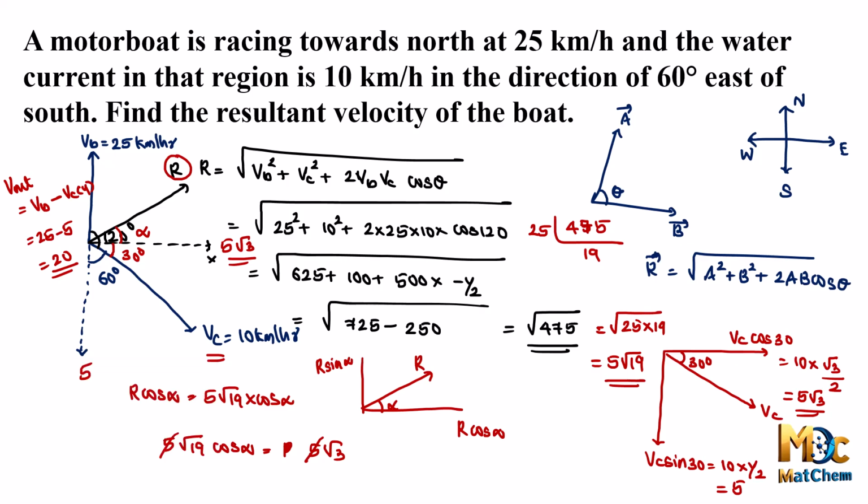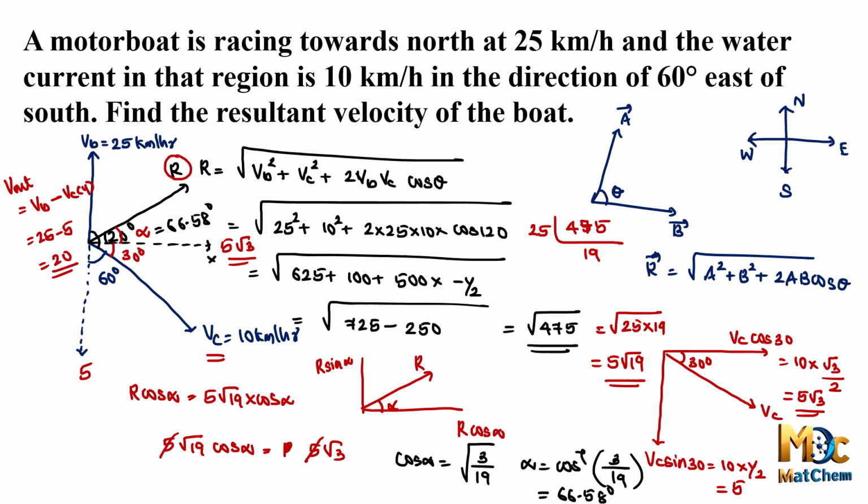We have remaining root 19 cos alpha equal to root 3. That means cos alpha will be equal to square root of 3 by 19. Therefore, alpha is equal to cos inverse of root 3 by 19, which is going to be 66.58 degree. So this angle will become equal to 66.58 degree.